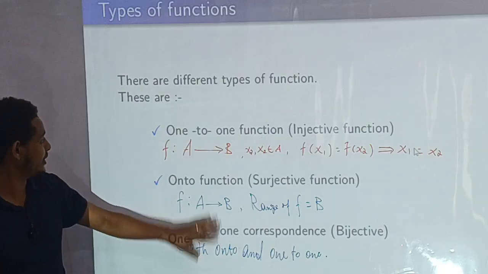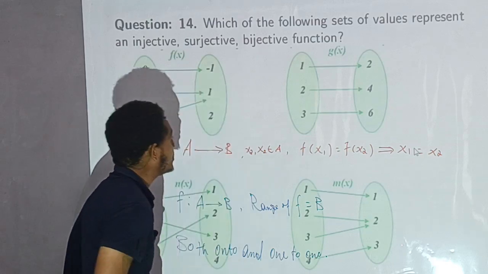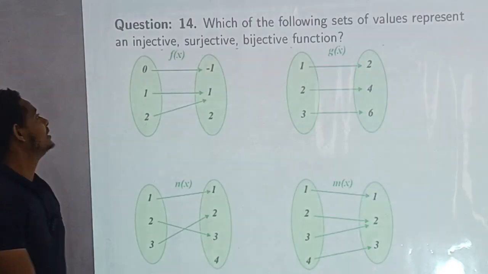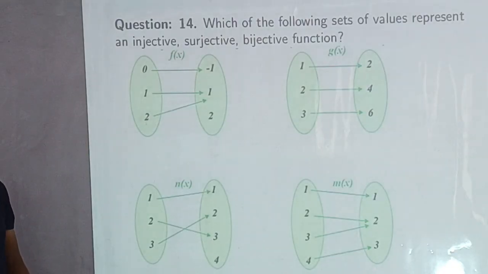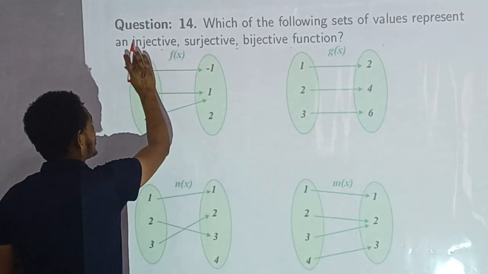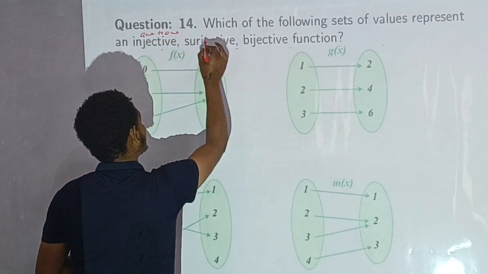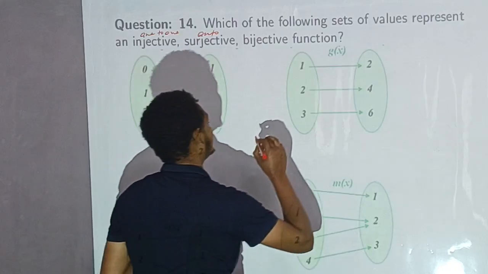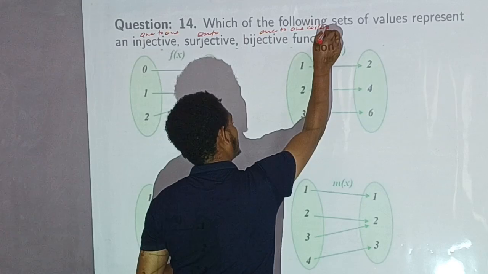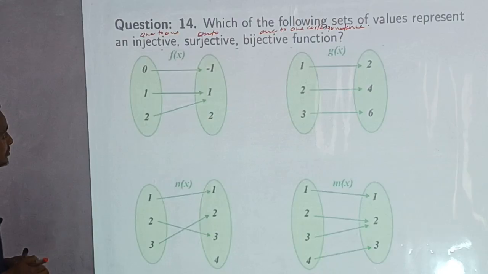So basically, one-to-one, onto, and one-to-one correspondence are these. Let's go through examples or different questions. Let's consider this Venn diagram. Which one of the following sets of values represents an injective, surjective, and bijective function? Injective means it is one-to-one, surjective means it is onto, and bijective means one-to-one correspondence.